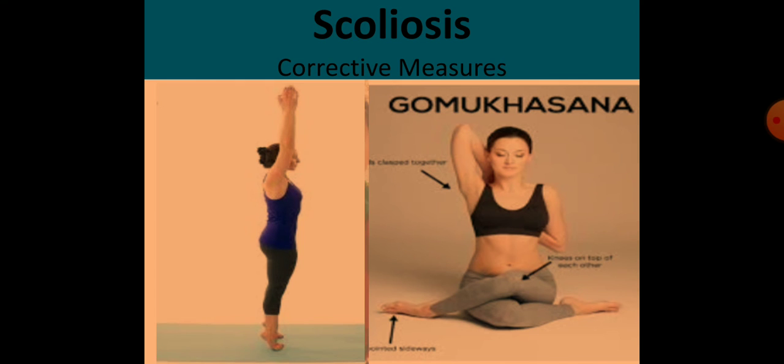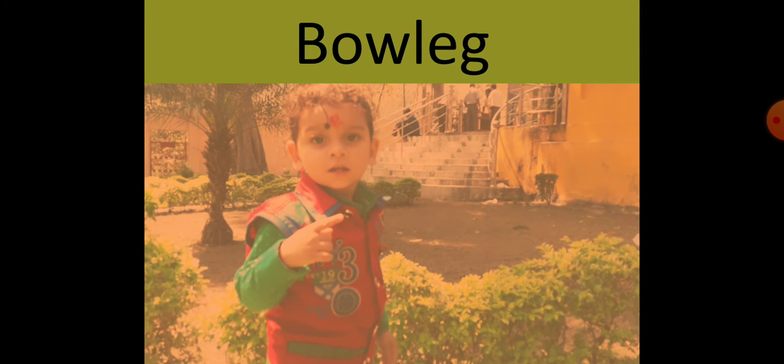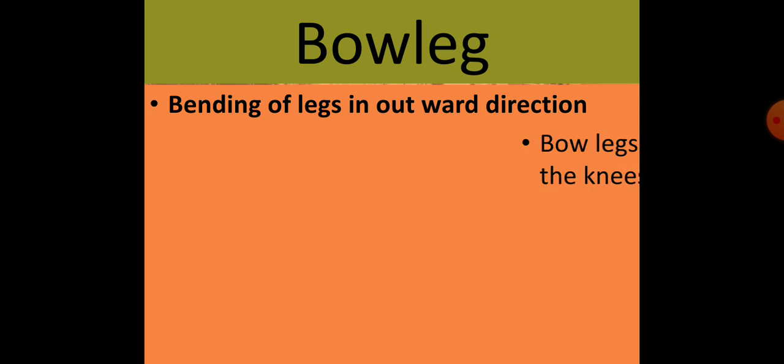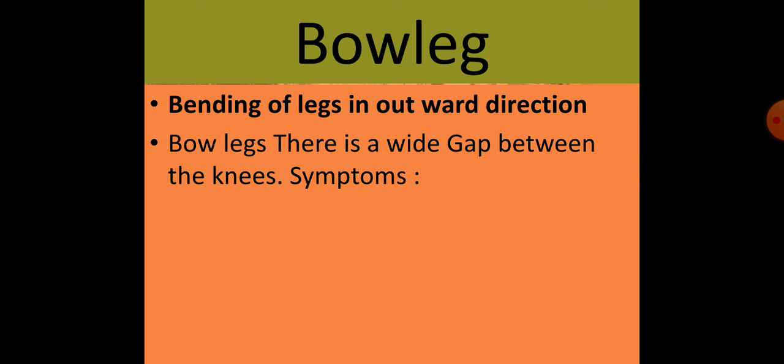Next we will discuss Bowleg, the postural deformities of the leg. The previous four we have discussed were the postural deformities of spinal curvature or spine. Now the postural deformities of the leg. The first postural deformity is Bowleg: bending of the leg in outward direction.